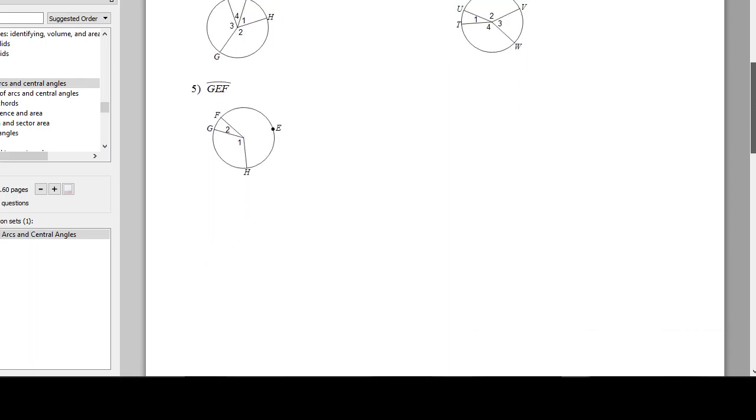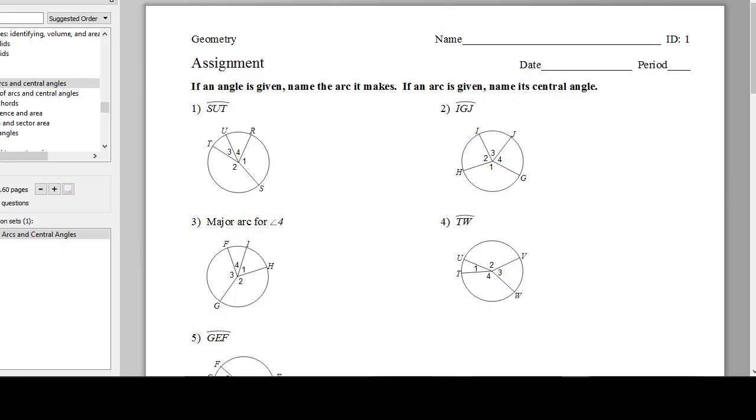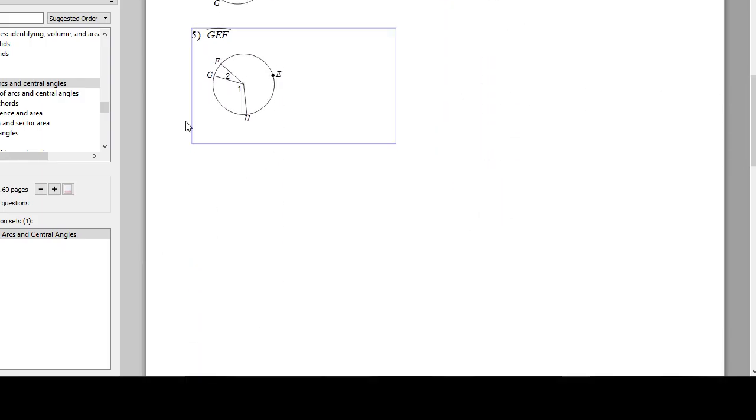Tell me the central angle that represents GEF. So E is just marking the circumference, right? Walk with me. G, and then I'm going to walk all the way over to E, and then over to F. What central angle didn't I cross? 2. Okay, so that's the central angle that represents that major arc.